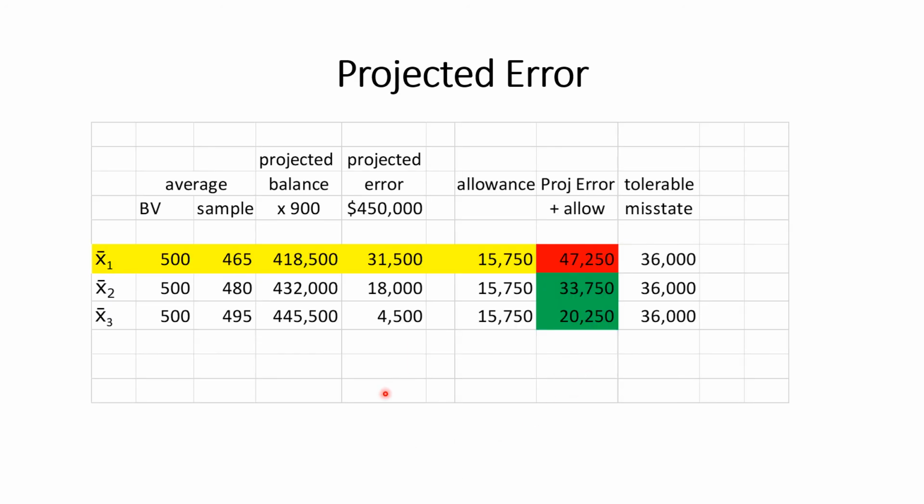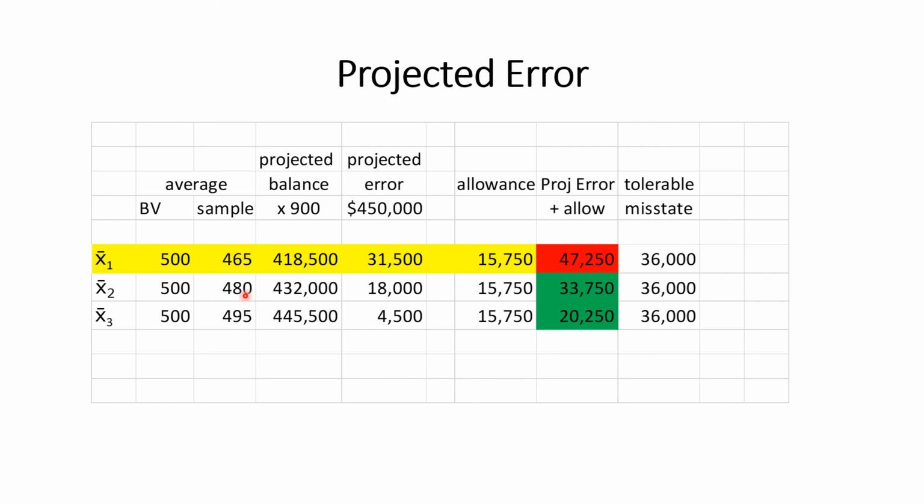Okay. Now, let's go back. Let's make up three numbers. So the yellow band is what we've just had. And what the book would say is, I'm going to take my projected error plus the allowance. They're doing the same thing we just did. They're just doing it a different way. The projected error plus the allowance is 47,500. That exceeds 36,000. Okay. The projected error is too close to tolerable misstatement.